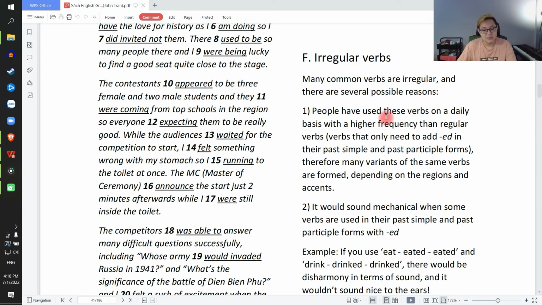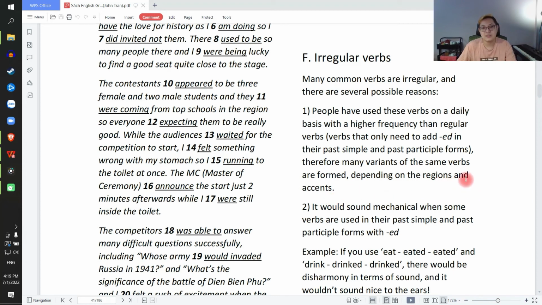Nhưng mà có nhiều cái động từ mà nó rất thông thường luôn á, nhưng nó lại bất quy tắc. Và có nhiều lý do có thể sau đây. Number one, people have used these verbs on a daily basis with a higher frequency than regular verbs, which are verbs that only need to add ed in their past simple and past participle forms. Therefore, many variants of the same verbs are formed depending on the regions and accents.